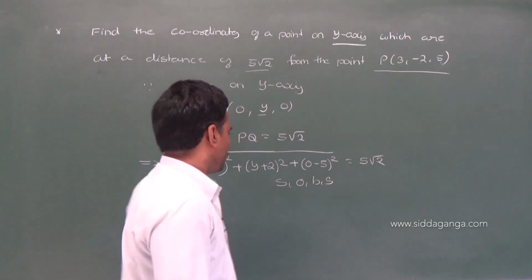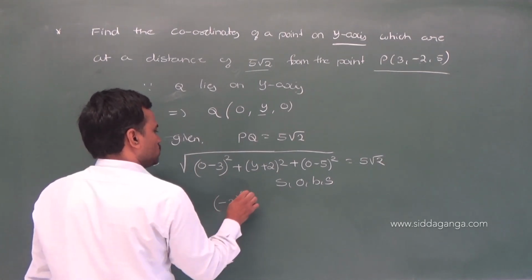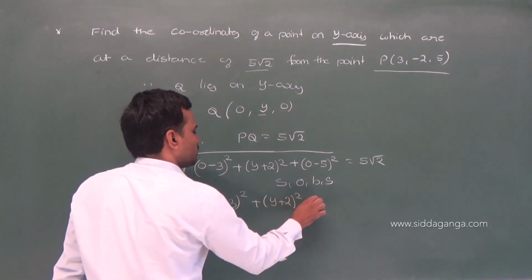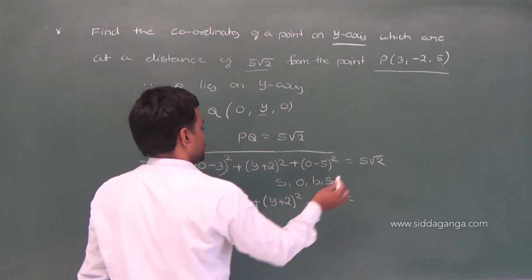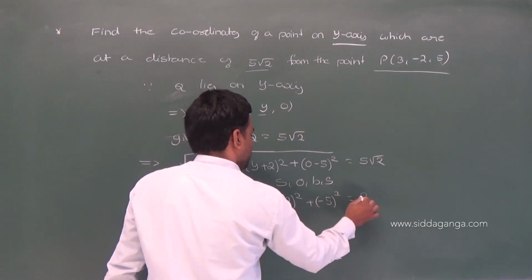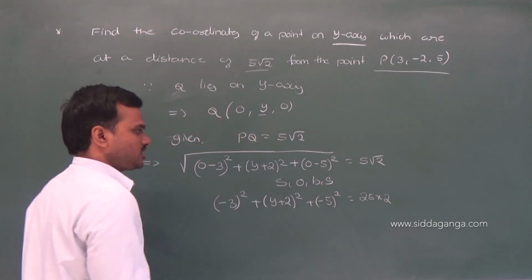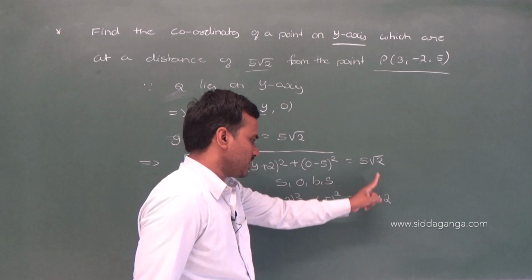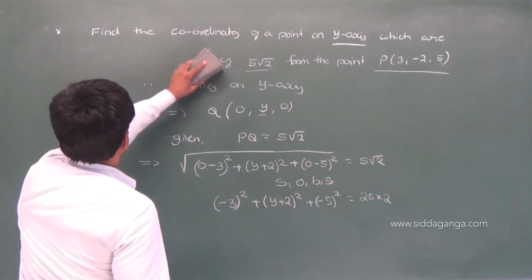Squaring on both sides. So (0 minus 3) whole square plus (y plus 2) whole square plus (0 minus 5) whole square is equal to, yes, here what? 5 square is 25. Square and square root get cancelled into 2. Correct? 5 square is 25 into 2. Okay, so solve this one.